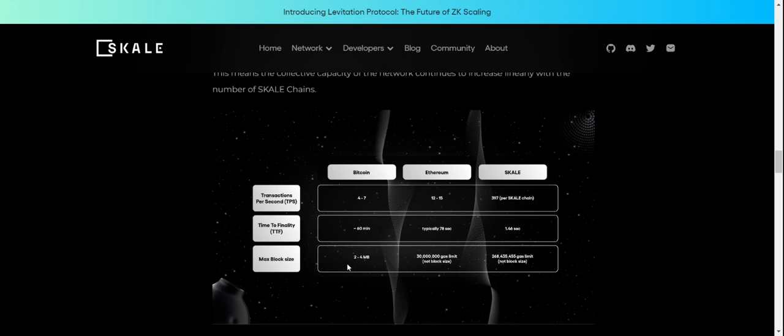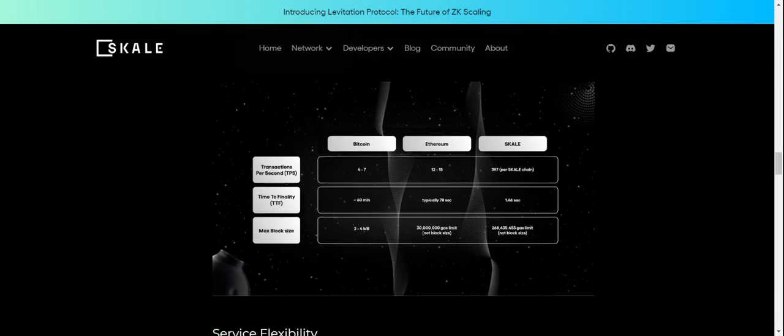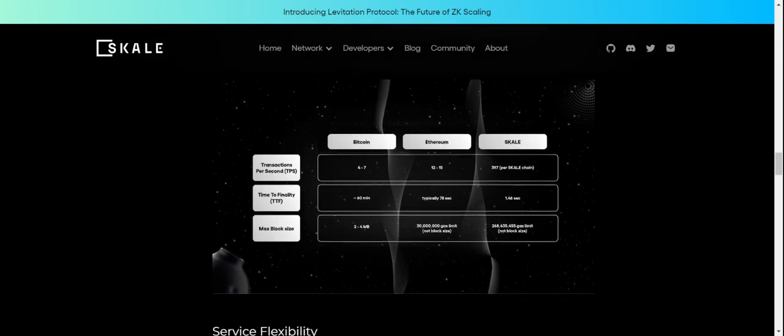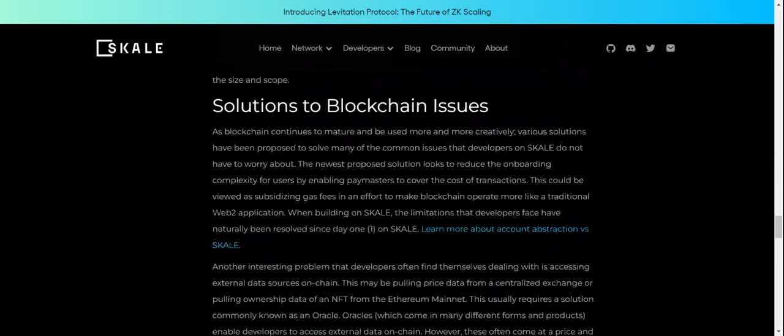Max block size for Bitcoin na 2 to 4 MB, and for Ethereum na 30 million gas limit, and for Scale na 268,435,455 gas limit. You see sey dis looks good on Scale network.